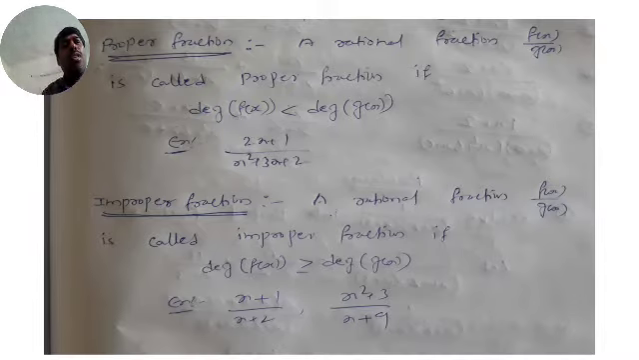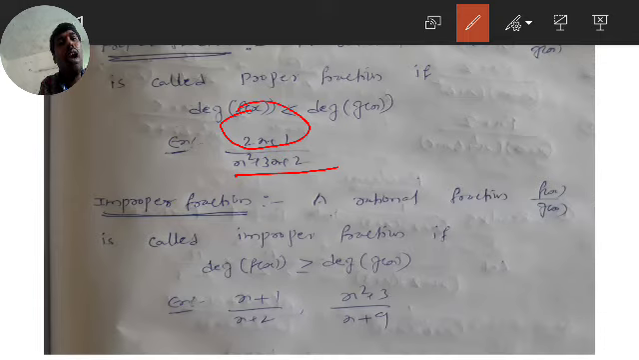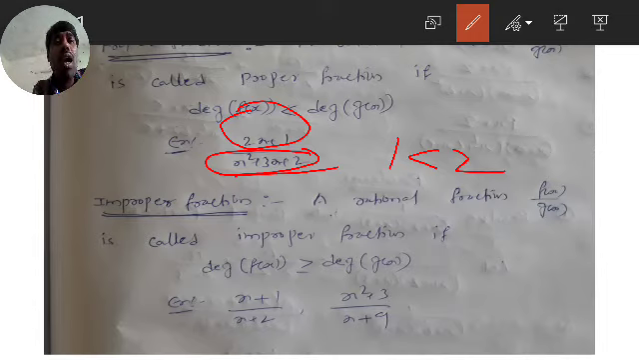Example: (2x plus 1) by (x square plus 3x plus 2). This is an example where the degree of the numerator is 1 and the degree of the denominator is 2. 1 is clearly less than 2. Therefore, it is a proper fraction. And coming to improper fraction, a rational fraction f by g is called an improper fraction if the degree of f of x is greater than or equal to the degree of g of x.